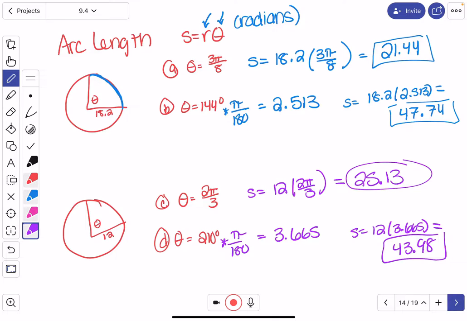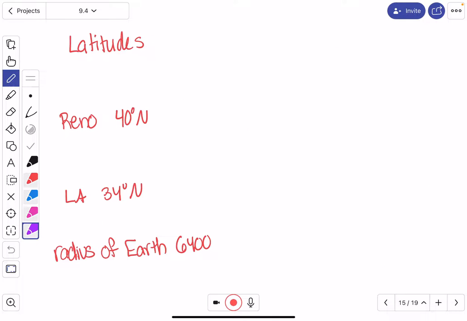This can be used on the Earth. So latitudes are those lines like this that tell you how far apart they are on the circle of the Earth. So Reno, Nevada is at 40 degrees north, and LA is at 34 degrees north, and they're vertically in line. So we want to find out how far apart they are. Well, first, we need to figure out the degrees apart. So 40 minus 34 is 6 degrees.